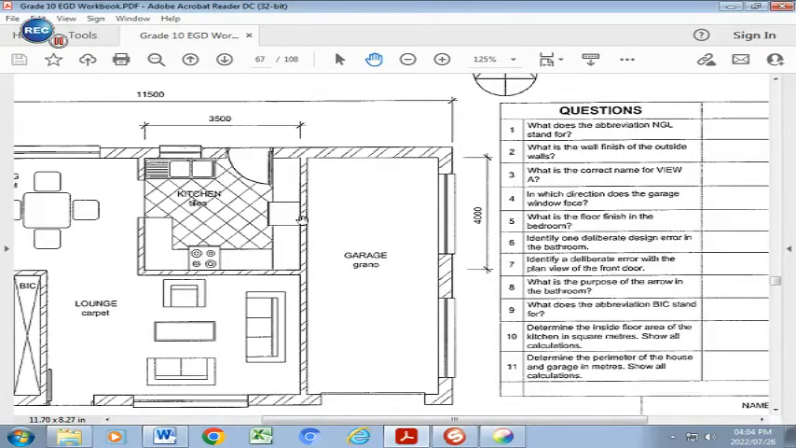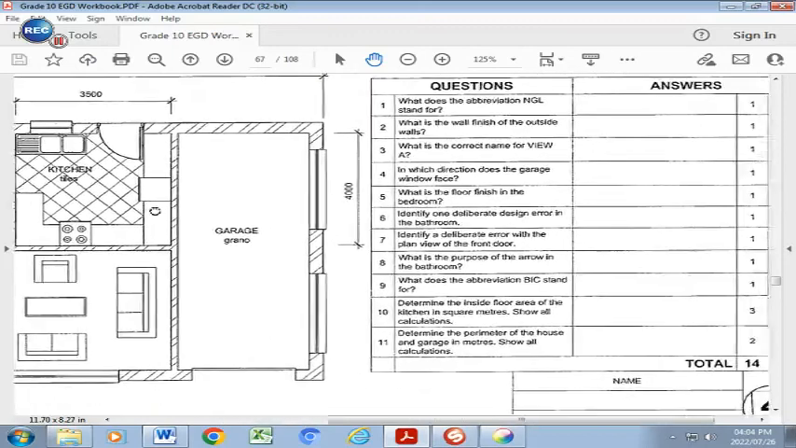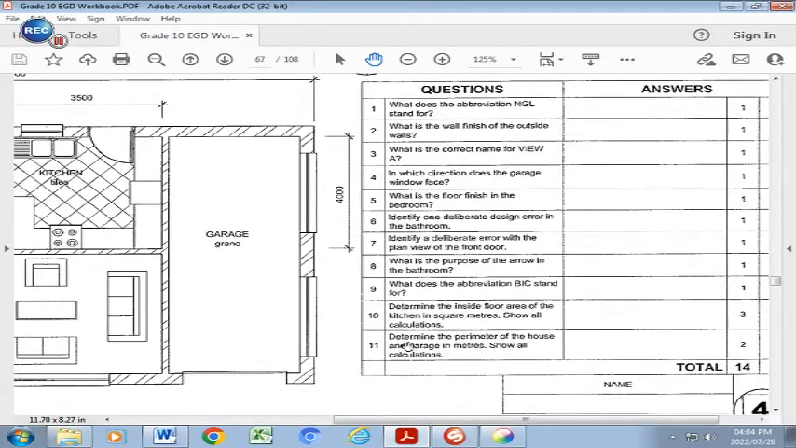And learners, that concludes our analytical question. I hope you have filled in all the answers as we've gone through this activity.